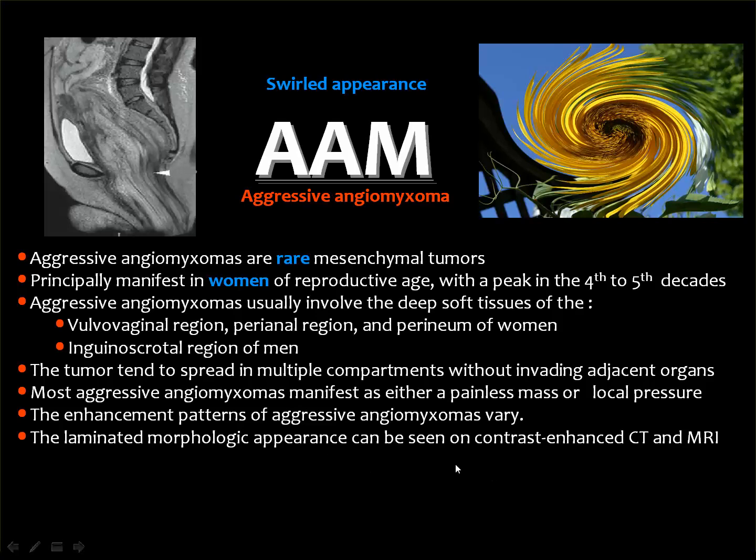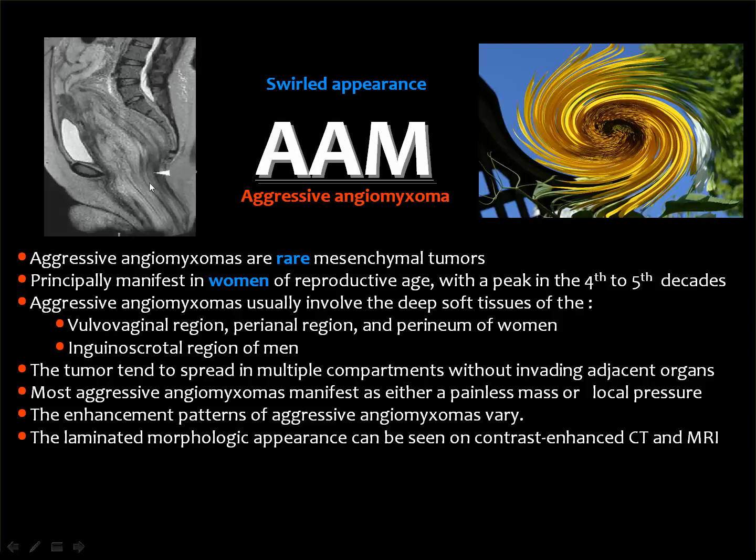This tumor spreads between the organs. It does not invade the organs. And these tumors usually manifest as a painless mass or due to local pressure because, in most of the cases, they are sizable. And the tumor has a characteristic swirled appearance, like this appearance, or as you can see, there is a big lesion infiltrating the pelvis and the anal area.